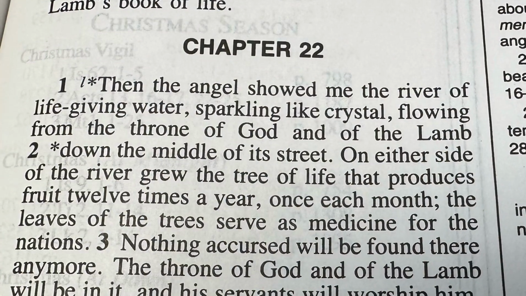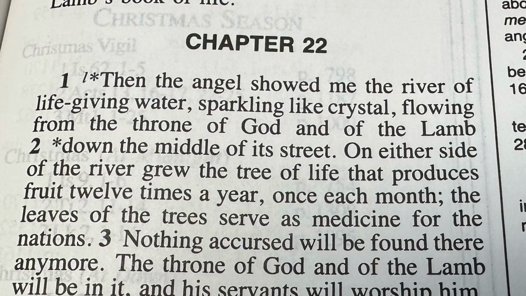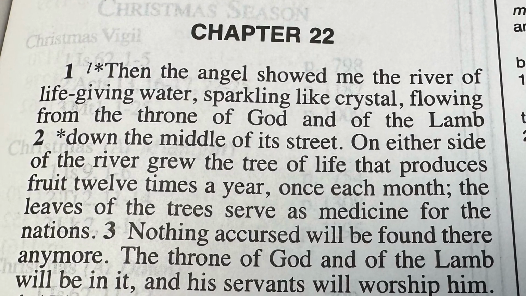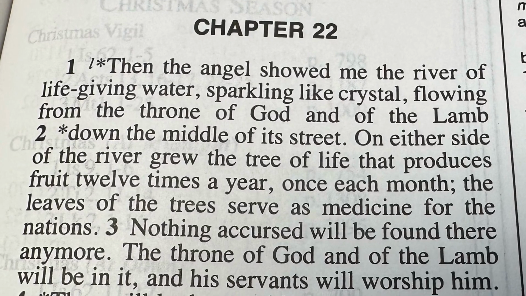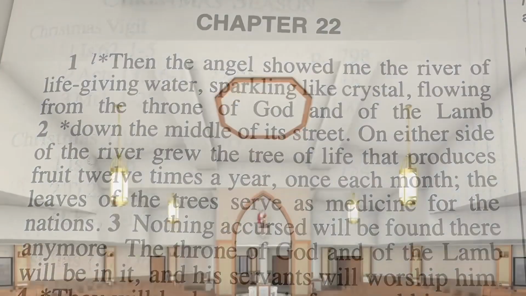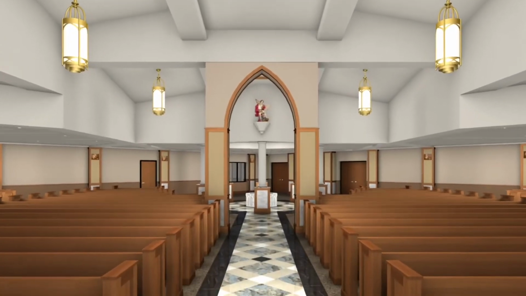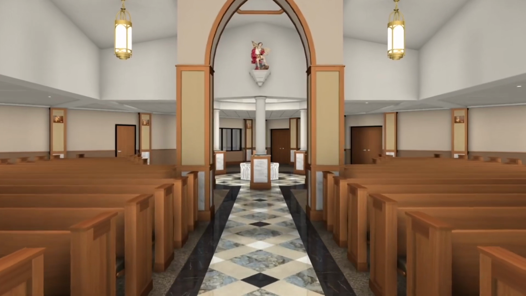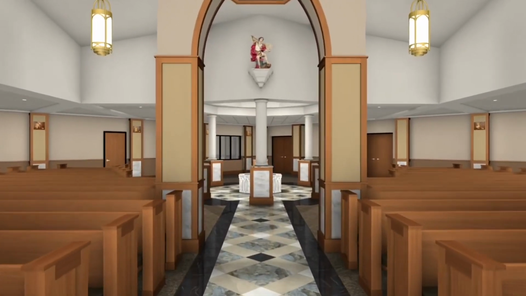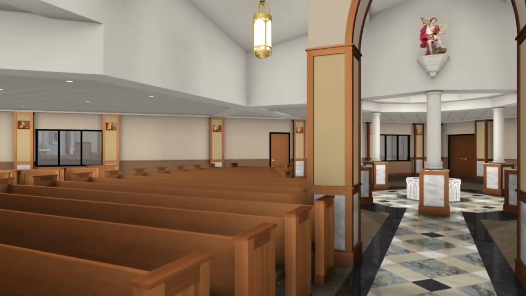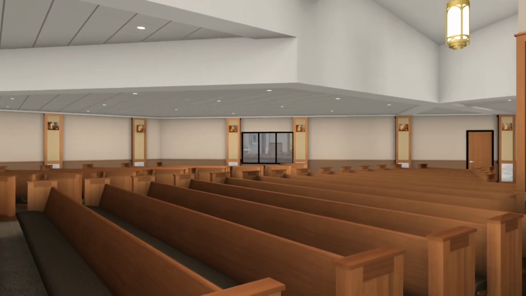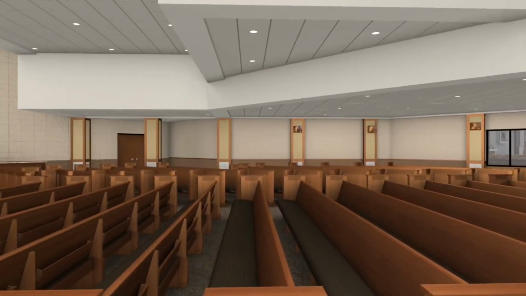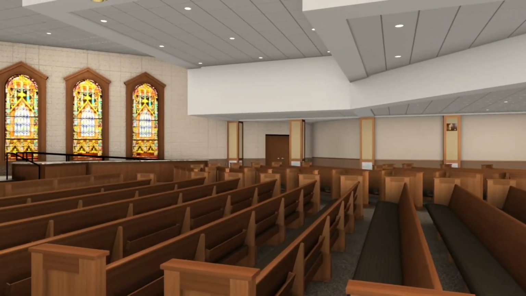We continue reading in the 22nd chapter that on either side of the river grew the tree of life that produced fruit 12 times a year, once each month, and the leaves of the trees serve as medicine for the nations. Now, as we go back into the church and we begin looking back at the center aisle, we see both on the right and to the left of that symbolic river pews made of wood. Those, of course, represent the branches of that tree of life. And of course, it says that on the tree of life are the leaves that serve as medicine for the nations. Now, as medicine for the nations, of course, the leaves are us.